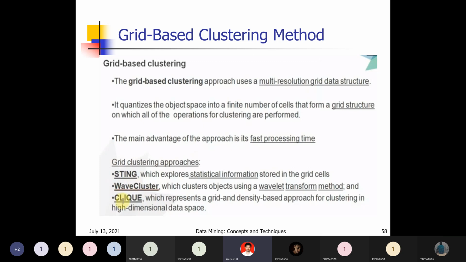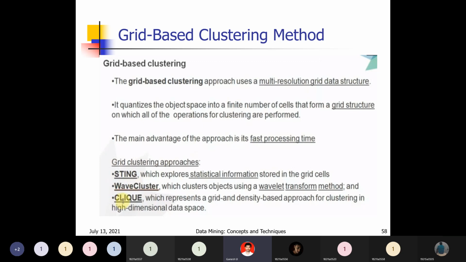The grid based clustering approach uses a multi resolution grid data structure, that is, a number of resolutions are there. It quantizes the object space into a finite number of cells that form a grid structure on which all of the operations for clustering are performed. So on that grid, a number of operations are performed.